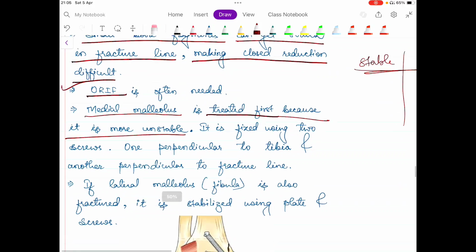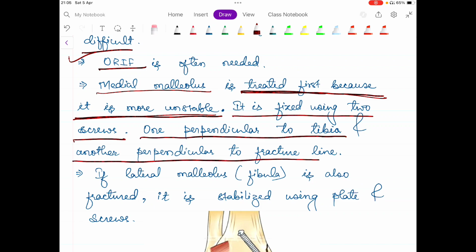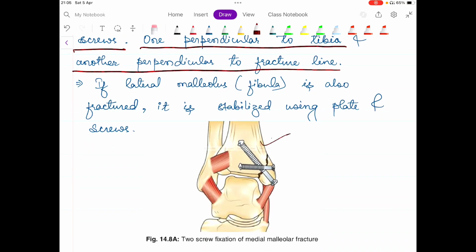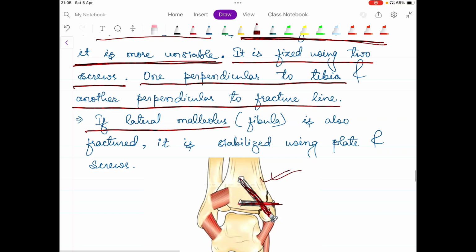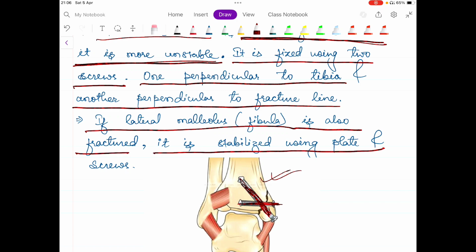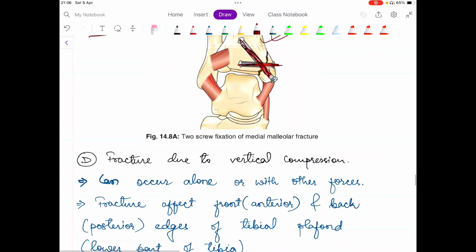Now the next one. The medial malleolus is treated first because it is more unstable, and it is fixed using two screws, one perpendicular to the tibia and another perpendicular to the fracture line, which you can see in this picture. One is perpendicular to the tibia, and one is perpendicular to the joint line. Now, the lateral malleolus is present in the fibula, right? If the lateral malleolus is also fractured, then it is stabilized using plate and screws. So this is the management for fracture due to adduction force.